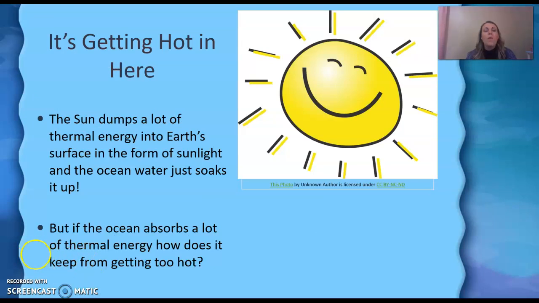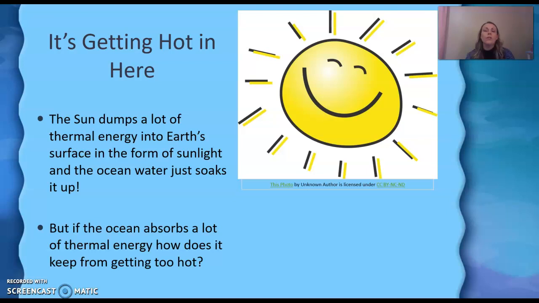Now, we don't have a stove in the ocean, but we do have the sun, which gives us a lot of thermal energy in the form of sunlight, and the ocean water soaks it up. About 70% of the sunlight that is produced by the sun is absorbed into Earth's surface, which is the land and the ocean. And then about 30% of that actually goes back out into space. It's reflected back out into space and does not get absorbed.